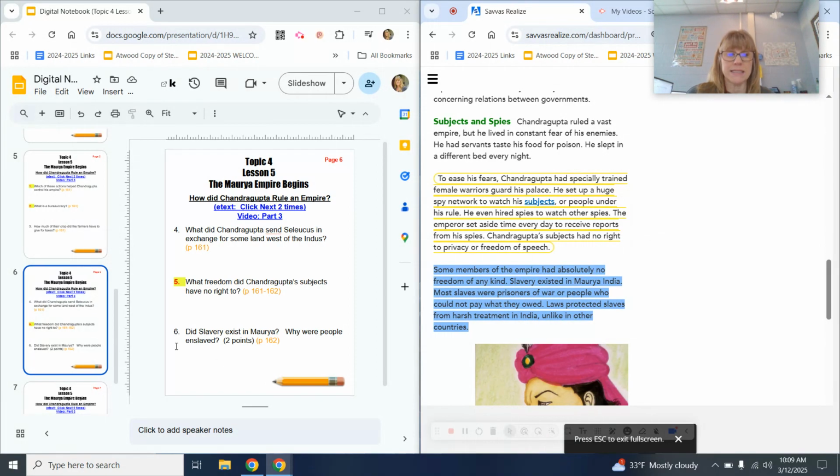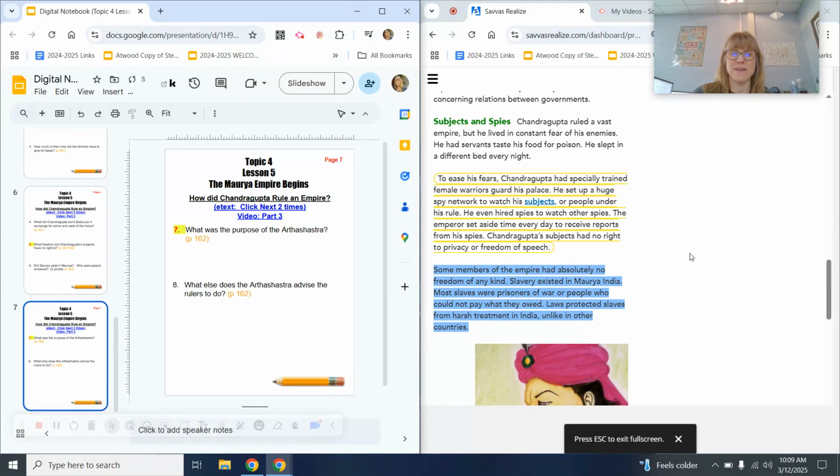Number 6, did slavery exist in Maurya? Again, you'll find that answer in this blue paragraph. And number 6, again, for a different point, why were people enslaved? You'll find that answer in this blue highlighted paragraph as well. All right, let's move on to page 7.